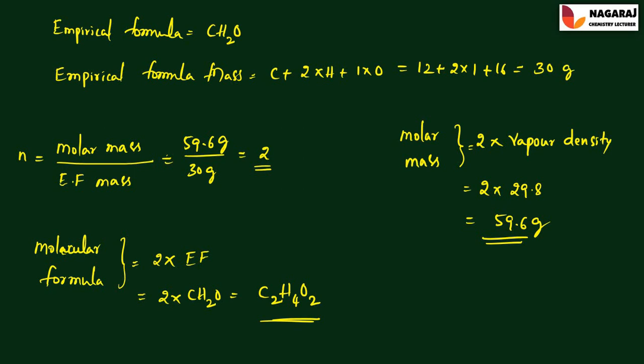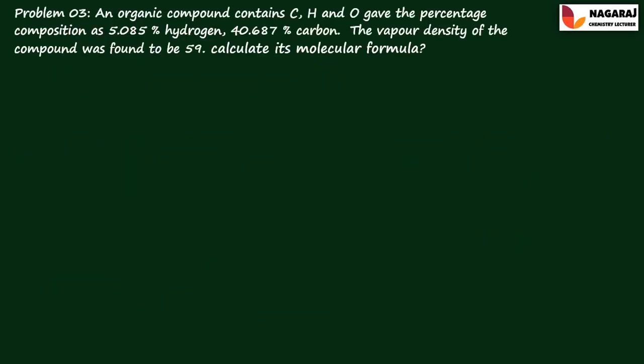Let us see one more problem. An organic compound contains carbon, hydrogen and oxygen. Given the percentage composition: 5.085% hydrogen and 40.687% carbon, and the vapor density of the compound was found to be 59. So calculate its molecular formula.